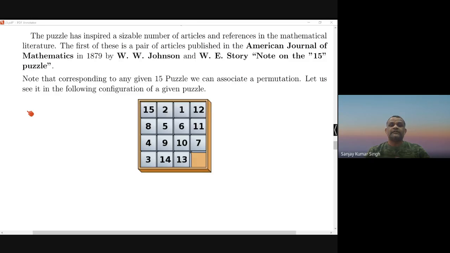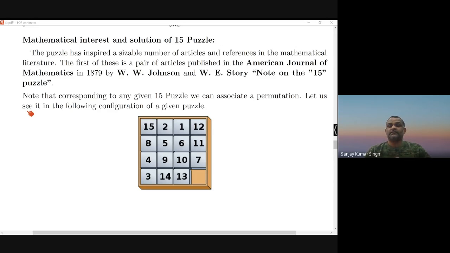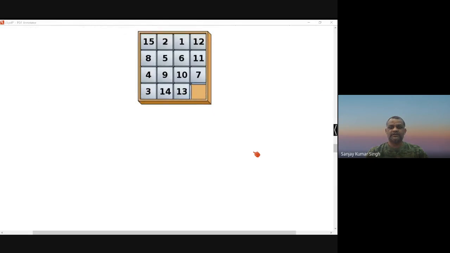Since I want to associate this puzzle with mathematics, corresponding to any initial arrangement, I will associate a permutation. Suppose this is my 15 puzzle in one arrangement. Corresponding to this game, I will associate a permutation, and I will explain how here. So far, any question? No. Okay. Now, how am I going to associate a permutation.